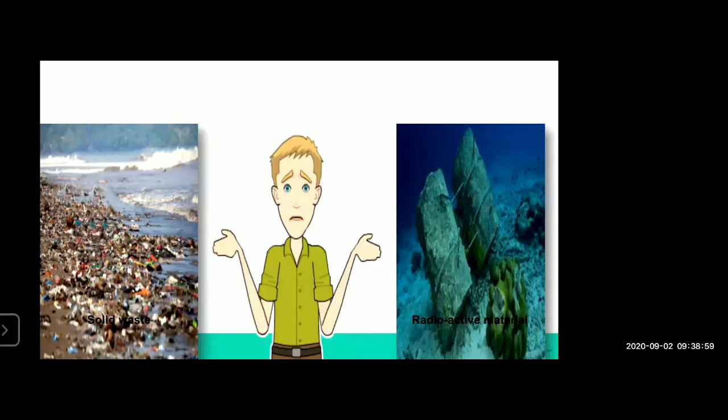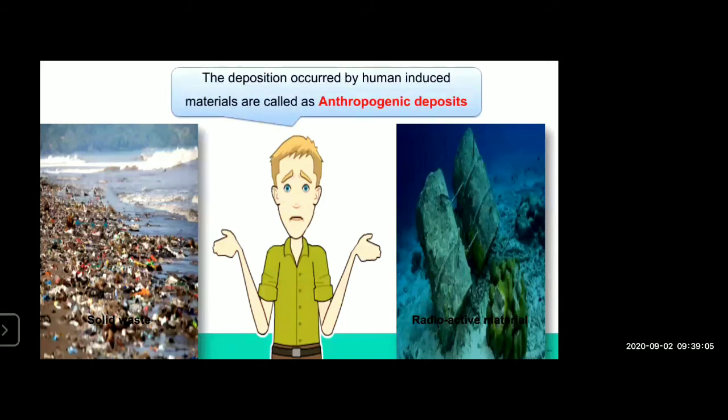These depositions caused by human induced materials are called anthropogenic deposits. These are man-made deposits, not made by nature. This includes sewage, solid waste, radioactive materials, waste chemicals, plastic, etc.